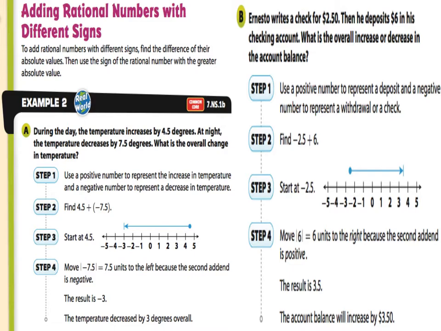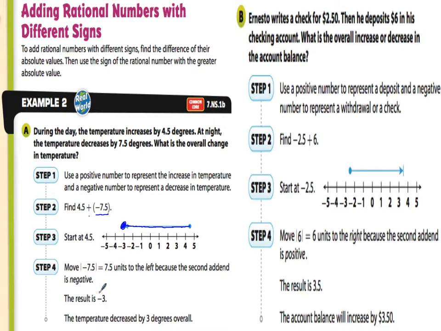Okay, when you're adding with different signs, again, you have to go, so we're adding a negative in this case. So when you're adding a negative, that tells you to go to the left. So if I start at 4.5, so halfway between my 4 and my 5, and I add a negative 7. So I have to go 1, 2, 3, 4, 5, 6, 7, and then another half. Okay, that gets me to negative 3.